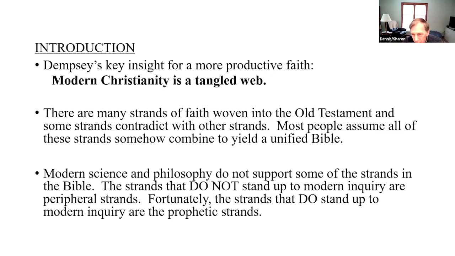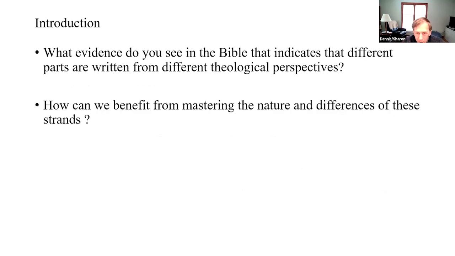But he says that the strands that don't stand up to modern inquiry, like science, are what he calls peripheral strands. But the strands that do stand up to modern science are the prophetic strands. And so we're going to show a contrast between the different strands. So I already shared one about the universe and the old understanding of the earth. The universe was basically the earth, and the stars were in the firmament, the dome fixed above the earth. That's one theological perspective, and it's certainly different from modern day.